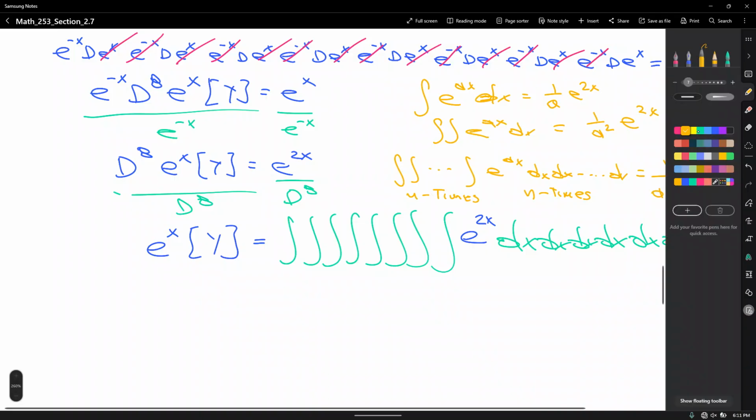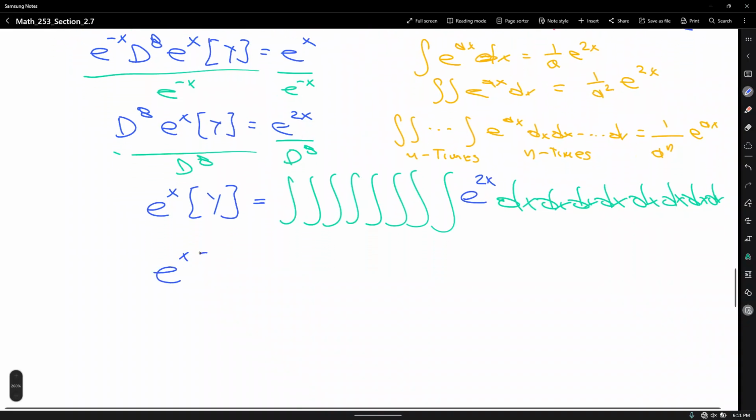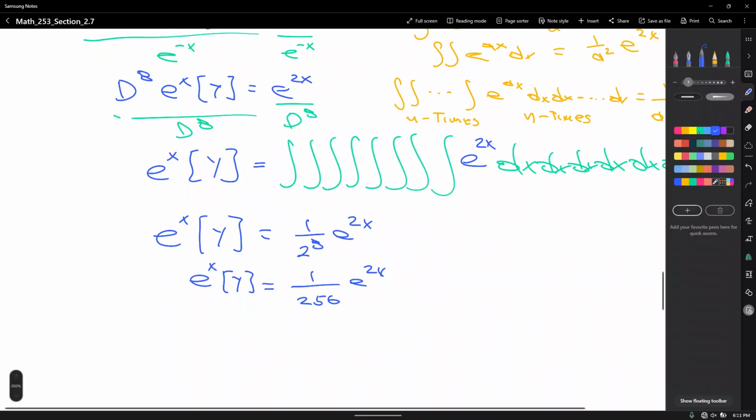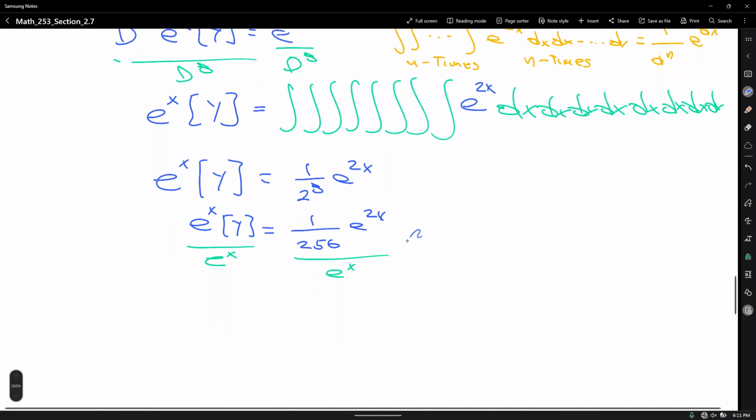So this octuple integral is going to be evaluated in one single shot. This is e to the x acting on y equals 1 over 2 to the 8th, e to the 2x. What's 2 to the 8? Is that 256? So this is 1 over 256 e to the 2x, acting on y e to the x. And one more step here. Divide both sides by e to the x. And this is our y sub p, finally, 1 over 256 e to the 2x.